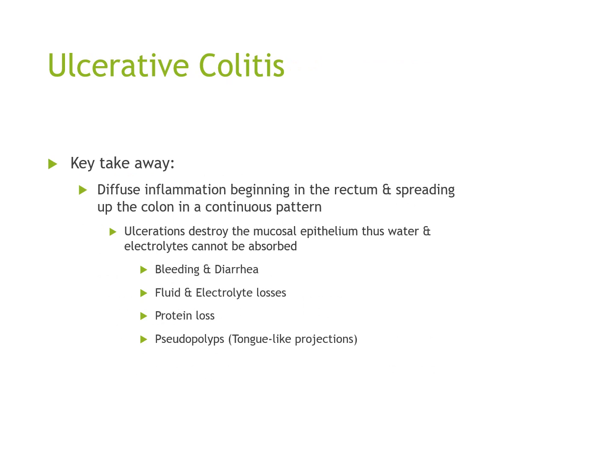All right, so what are our main takeaways under ulcerative colitis? Keyword, diffuse inflammation beginning in the rectum and spreading up the colon in a continuous pattern. Ulcerations destroy the mucosal epithelium, so water and electrolytes are not being absorbed, so you're getting things like bleeding and diarrhea. You're getting fluid and electrolyte losses. So these are similar to Crohn's here, the fluid and electrolyte losses and the protein loss, right? These two are the same. And then you're getting pseudopolyps, those tongue-like projections that you might see in your patient as well.